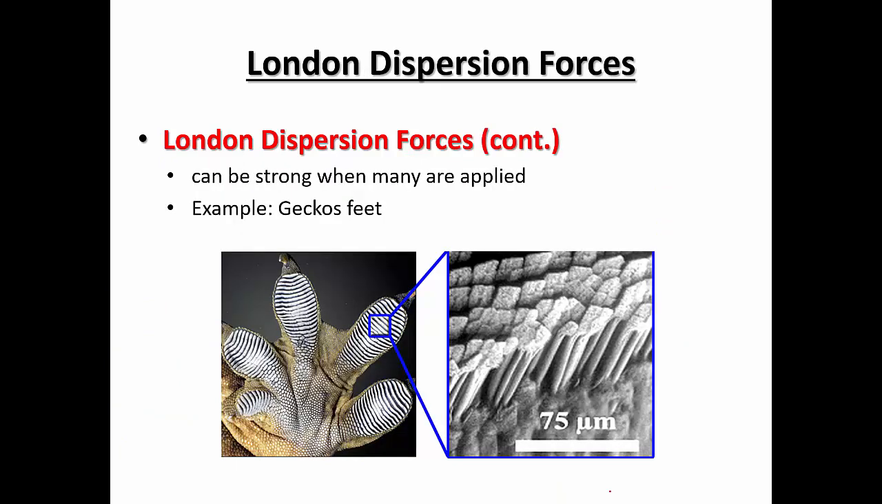London dispersion forces. Cool example of this is geckos' feet. Geckos' feet at the very bottom have these very small, hair-like structures, and each one has little attractive forces that allows it to attract ever so slightly to another material. Just having one doesn't do anything, but having many, many, many allows a gecko's foot to attract and run across very smooth surfaces, up glass walls and ceilings, things like that.